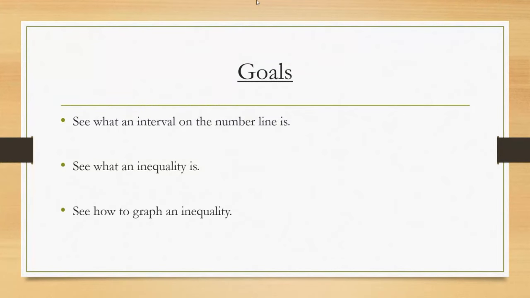So basically here, we saw equations already, right? We saw what an equation is, what it means to be a solution of an equation, that kind of thing. Here, what we're going to do is kick it up a notch, so to say. Namely, we're going to deal with inequalities here. But before we deal with inequalities, we have to see what the interval on the real number line is.